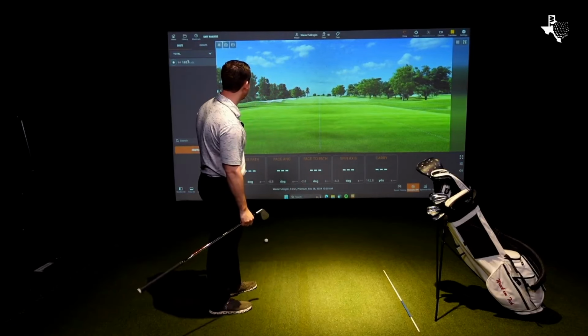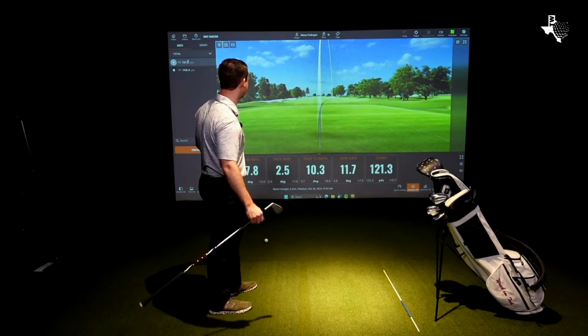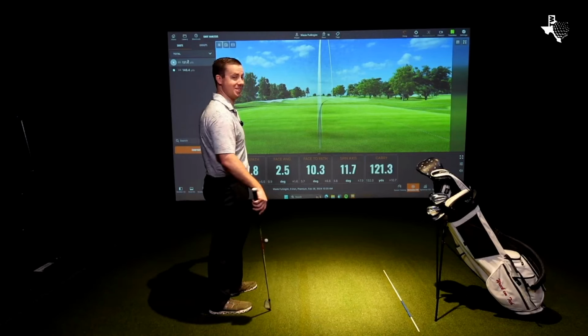Now that should be a pretty good little slice there. Okay, that definitely curved almost 15, 16 yards. That wasn't crazy, but it did have a big effect. And you're gonna see it in the numbers here.